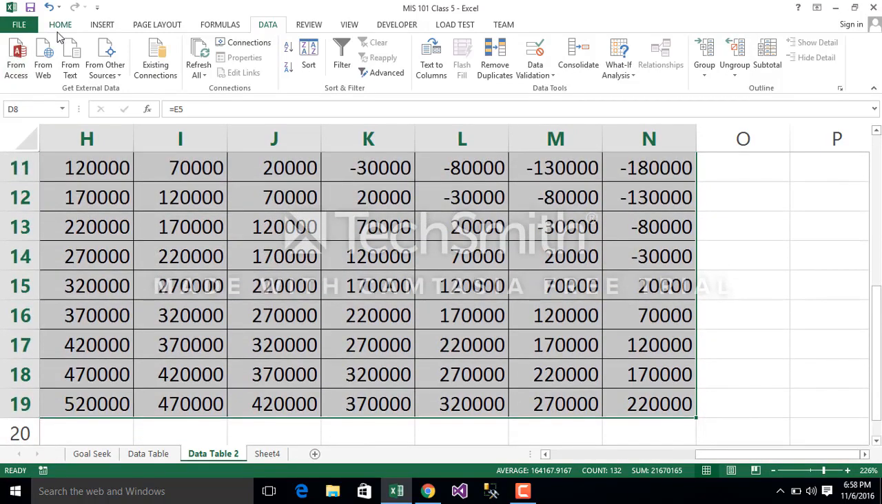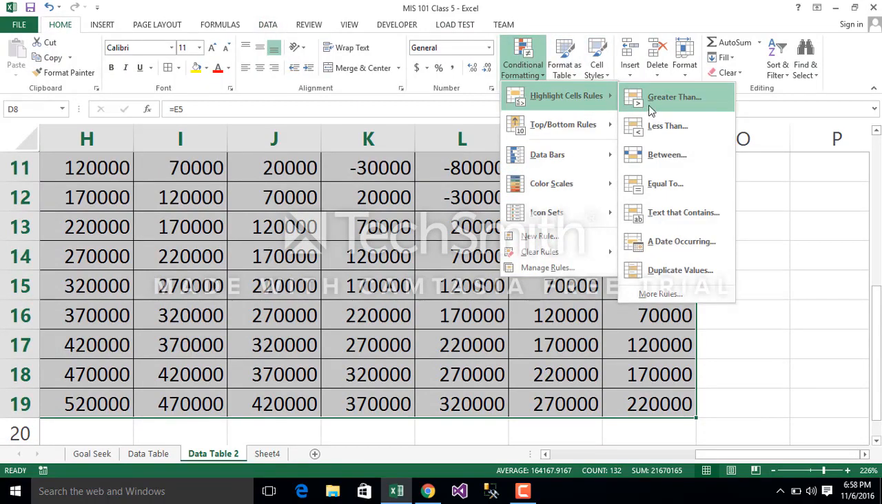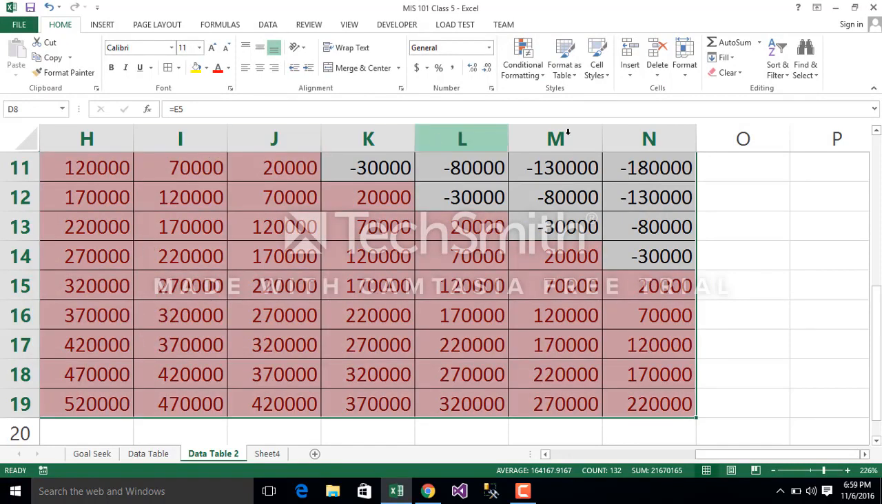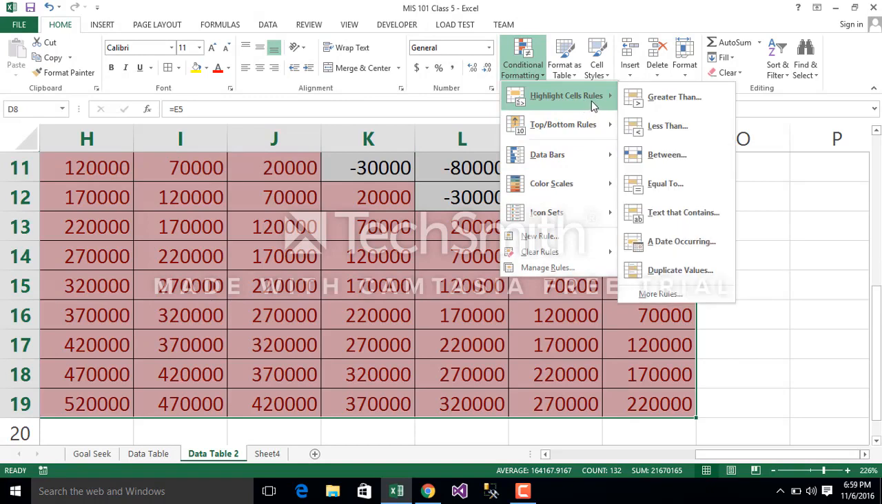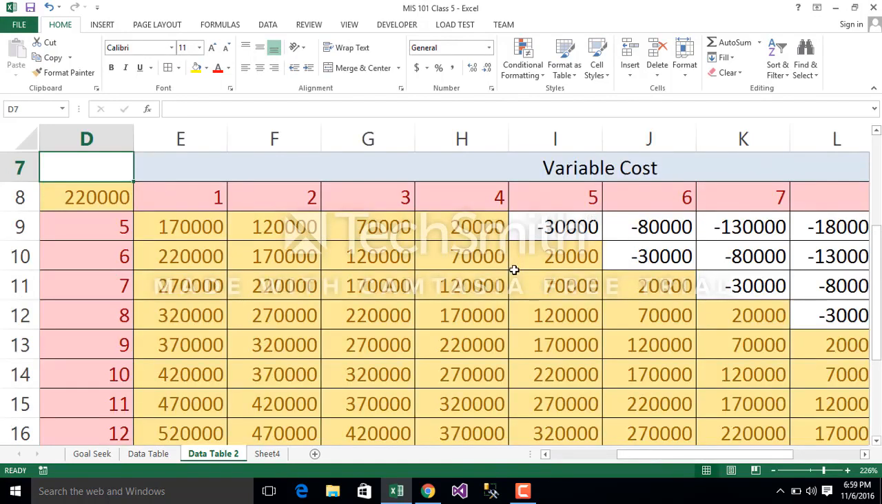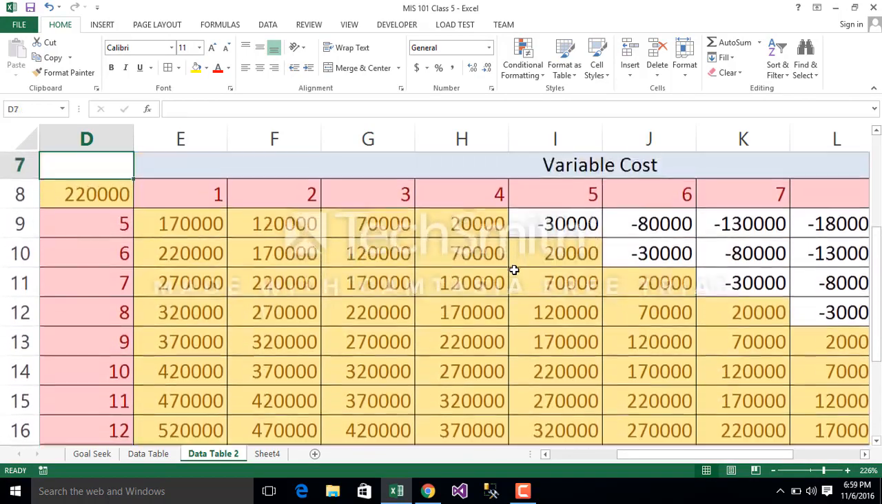So what we want to do is use conditional formatting to see profit greater than 0. Okay, again profit greater than 10,000. So these are the cells.